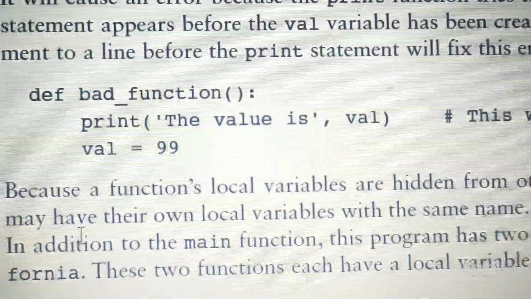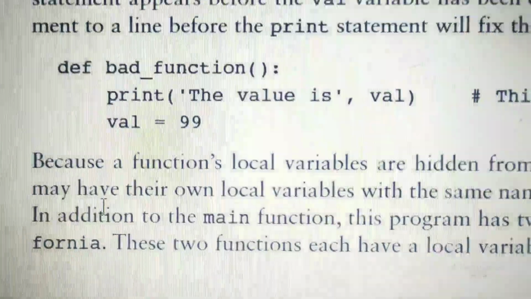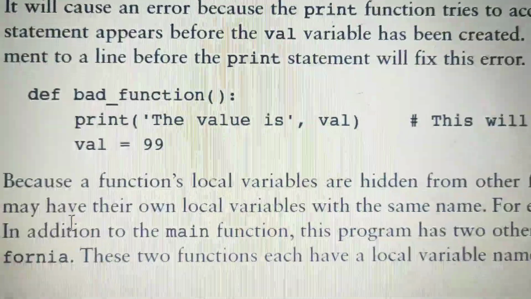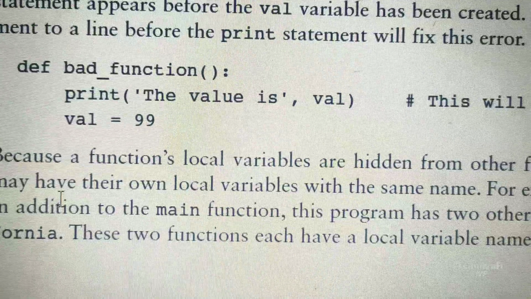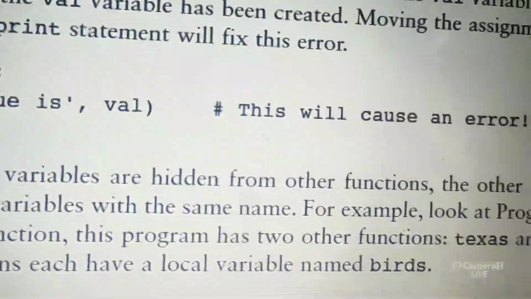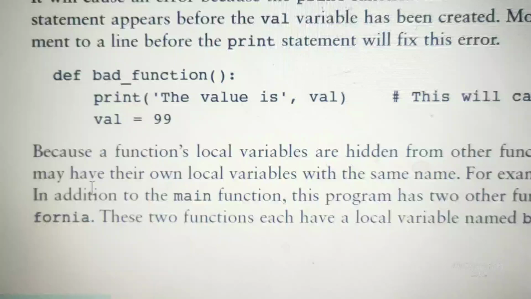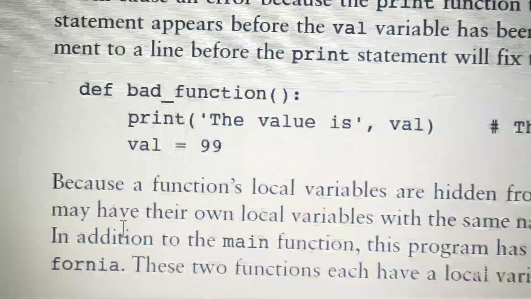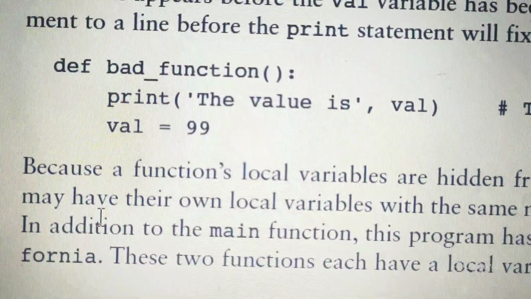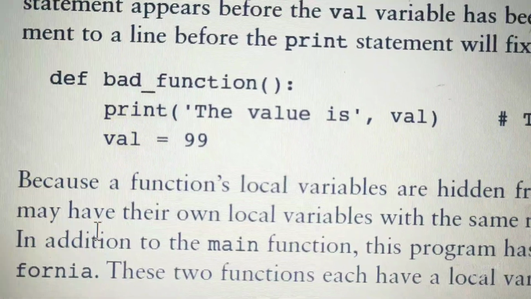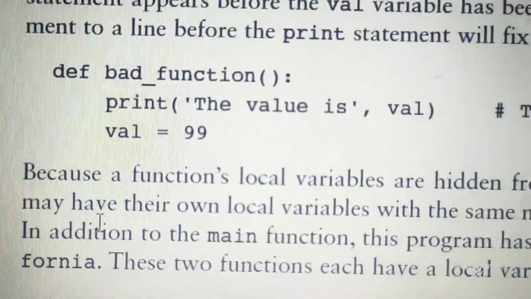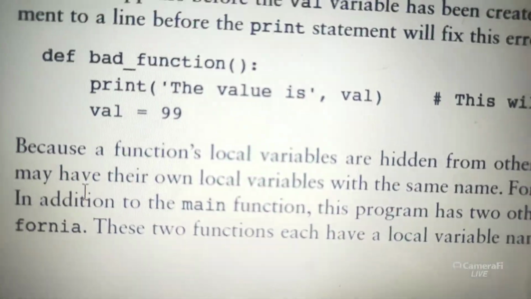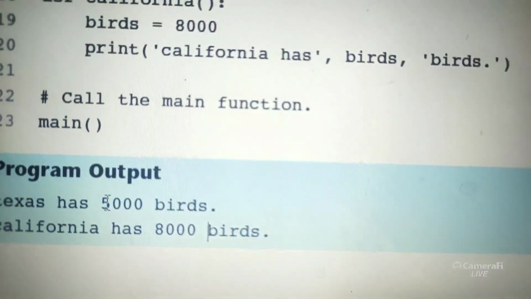Before that, a variable must be declared before its usage. See here: def bad_function, print the value is val, and then val is set to 99. This will cause an error, because the function's local variables are hidden from other functions. Here the variable is initialized after the print statement uses it, so it cannot be accessed. First the variable must be declared, then you can access it.